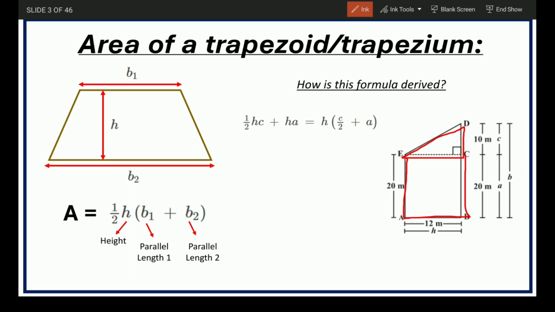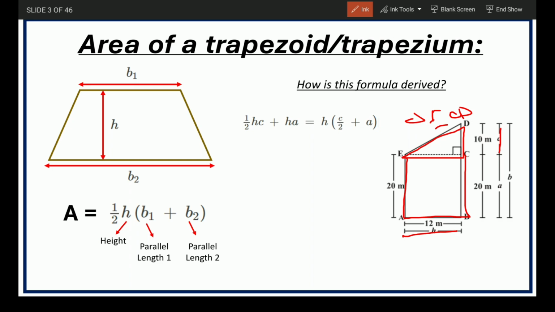Now if we calculate the area of the triangle and the area of the rectangle, we get the area of this entire trapezoid. Alright, so let's begin with this. Area of triangle ECD, as you guys know, is 1 by 2 BH. And here the base is represented by c and the height is represented by h. So we have the formula here: 1 by 2 hc, h here and c the base, plus ha, the area of this rectangle.